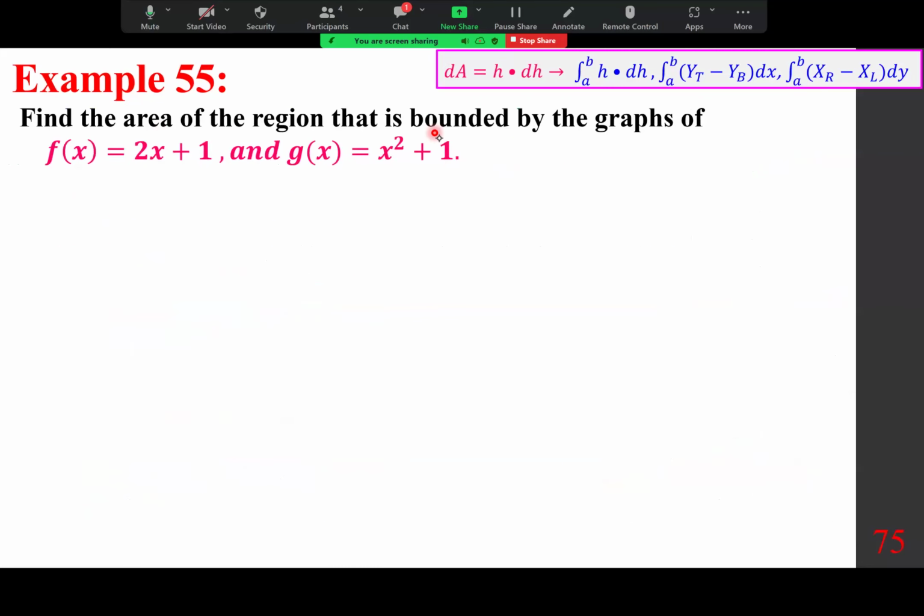Find the area of the region that is bounded by the graphs of f of x equals 2x plus 1 and g of x equals x squared plus 1. Again, this is a parabola. It opens up and then shoots up by 1, right? It's just the same as y equals x squared, shifted up. And this is a line. So you easily can graph the two functions.